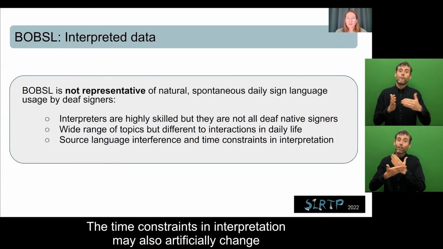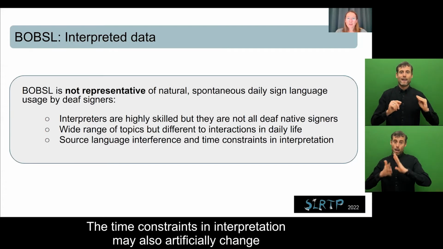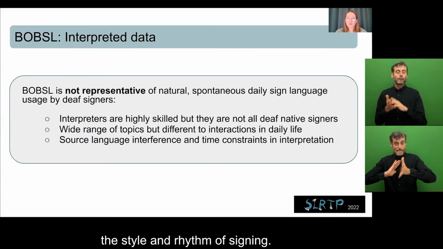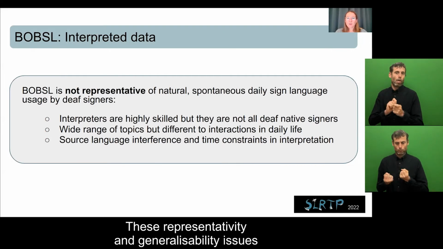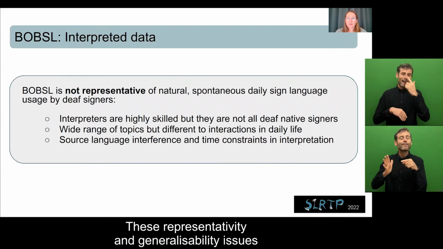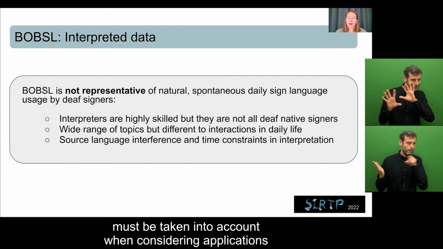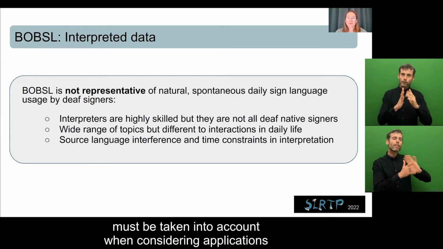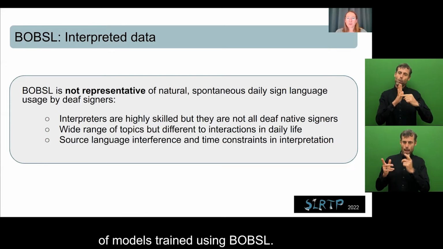The time constraints in interpretation may also artificially change the style and rhythm of signing. These representativity and generalizability issues must be taken into account when considering applications of models trained using BobSL.